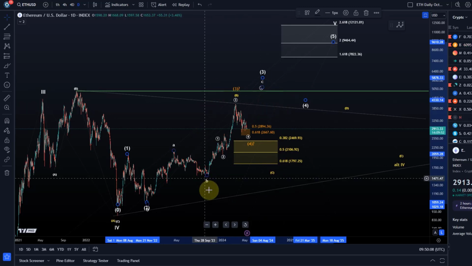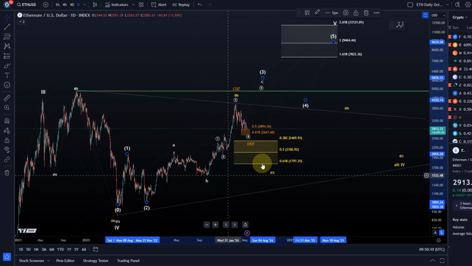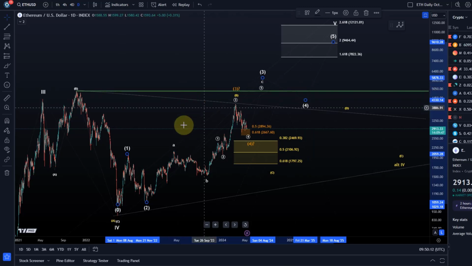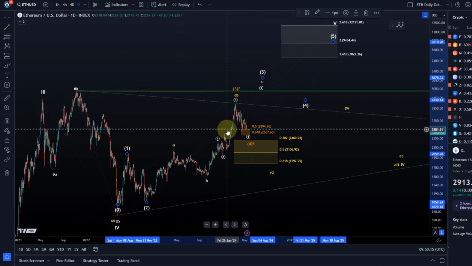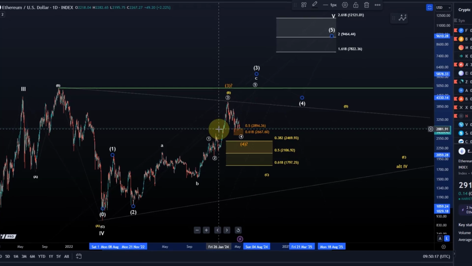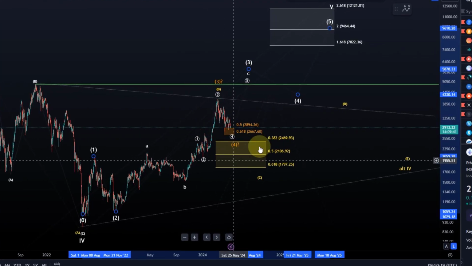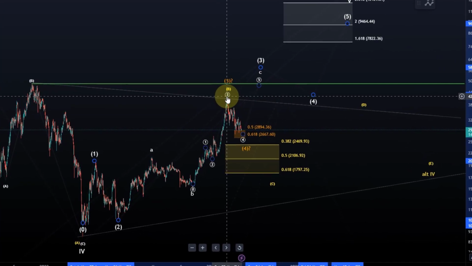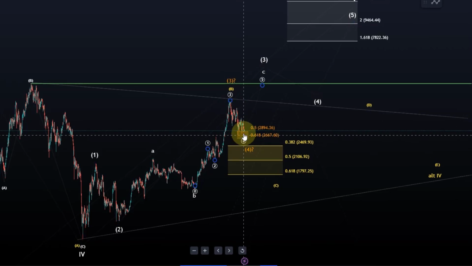This has the potential to morph quite a bit. I can promise you that, because we're dealing not with an impulse, but with a diagonal. But at the moment, the idea is that in this area we're moving down in circle wave 4 in the white count.